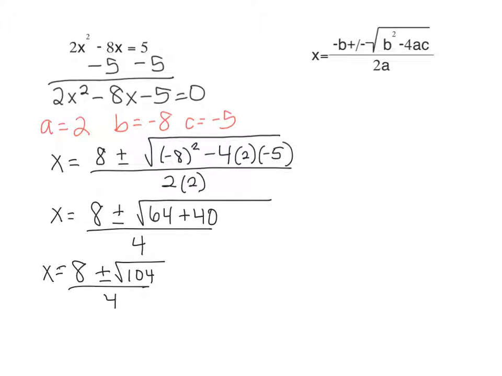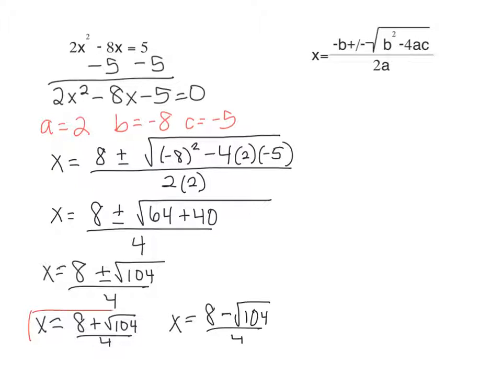That means I have two possible solutions. I have the solution x equals 8 plus the square root of 104 over 4. And I have the solution x equals 8 minus, because that's the plus or minus. Remember, we have plus or minus, which gives us one positive, one negative part of the equation. 8 minus the square root of 104 over 4. Here are my two solutions.